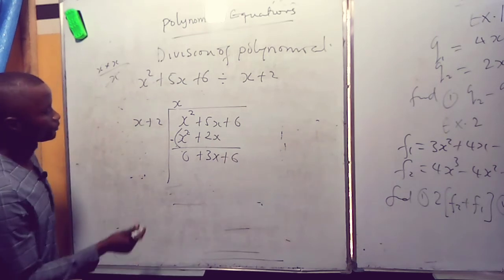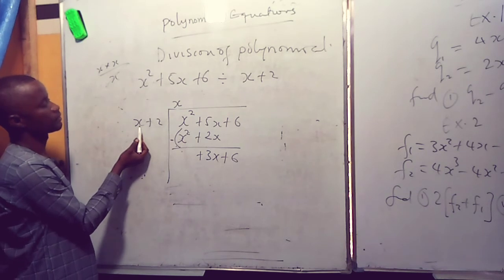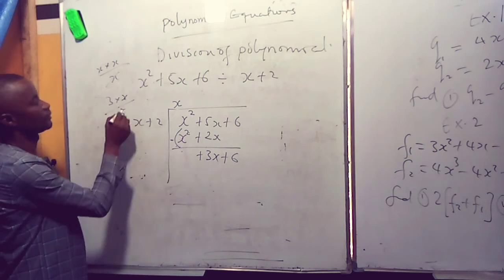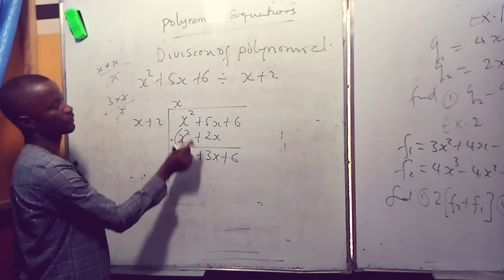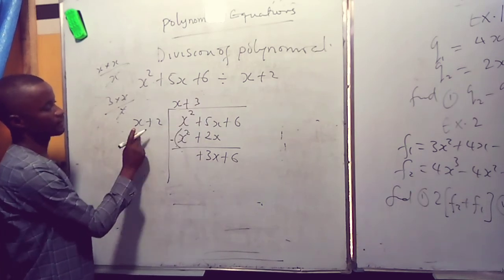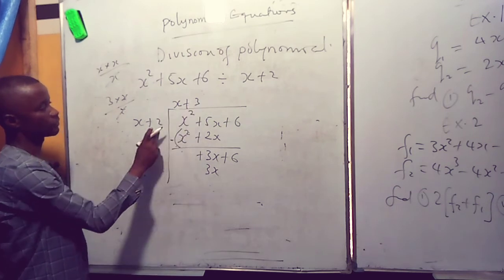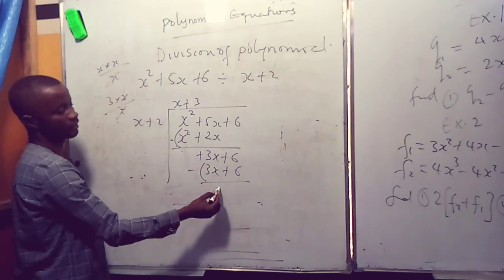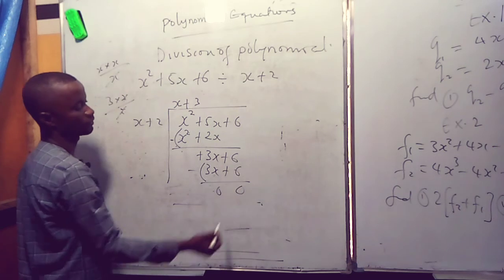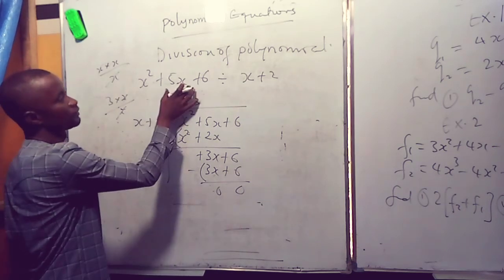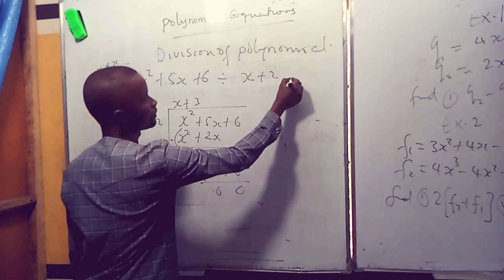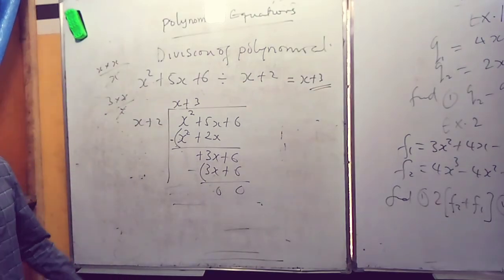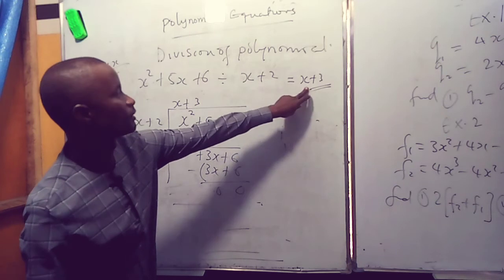And then you move again. For this 0, how many times does x divide 3x? That is 3 times. What's the sign here? It is plus, so plus 3. 3 times x is 3x, 3 times plus 2 would be plus 6. And then the same, minus. This minus this is 0, this minus this is 0. That shows that this value divided by this, the answer is x plus 3. Very simple. You can check by multiplying this value times this, and you get this one back.